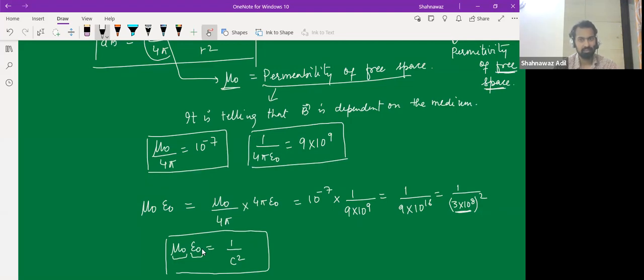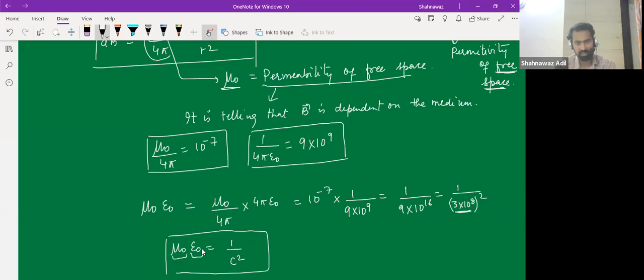Permeability of free space. Permittivity of free space, right? Permittivity of free space when we calculate the electric field. So this epsilon naught relates with the electric field, which means electric nature. And this mu naught relates with the magnetic field, right? So epsilon naught and mu naught together mean electromagnetic behavior.